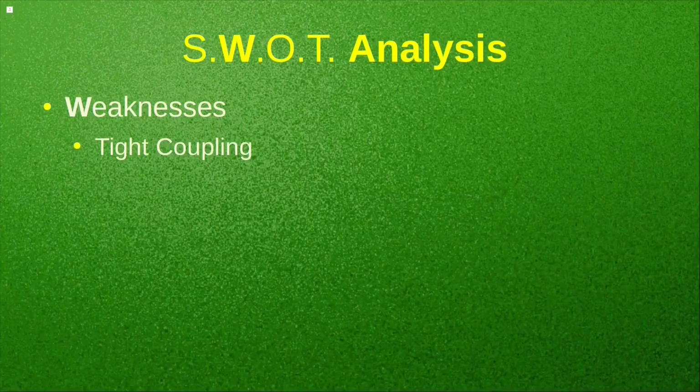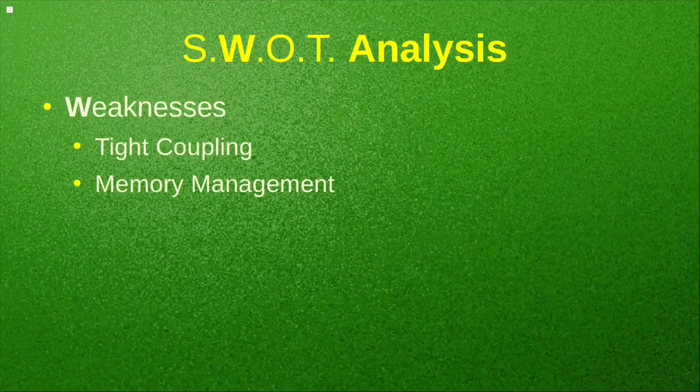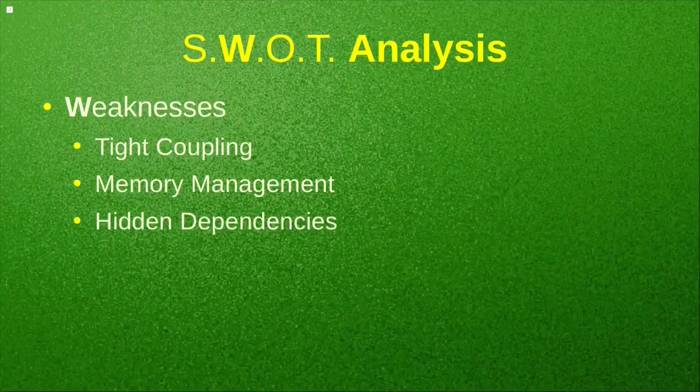W, weaknesses. Tight coupling: encourages global state, which can reduce modularity and complicate testing. Memory management: persistent singletons may lead to memory leaks if not properly managed. Hidden dependencies: implicit dependencies on the Singleton instance can make the code harder to understand.